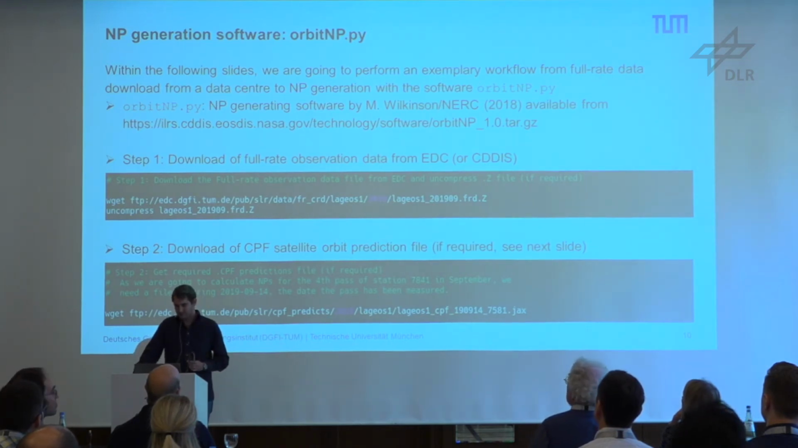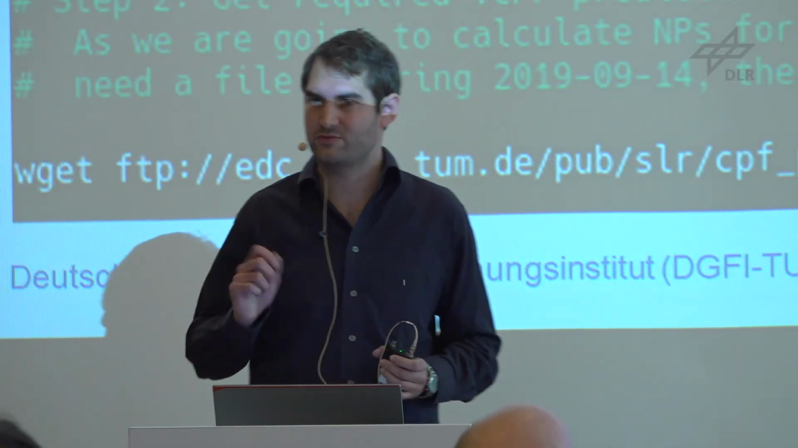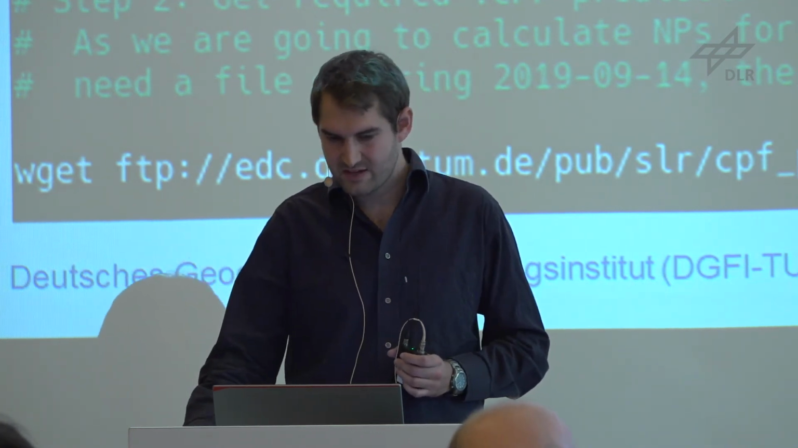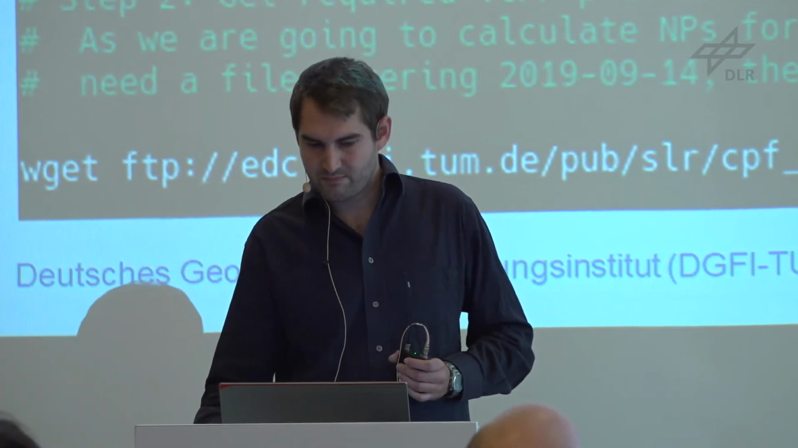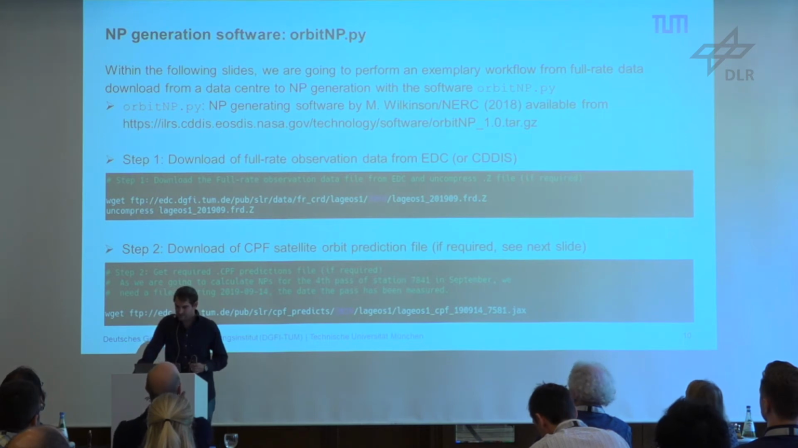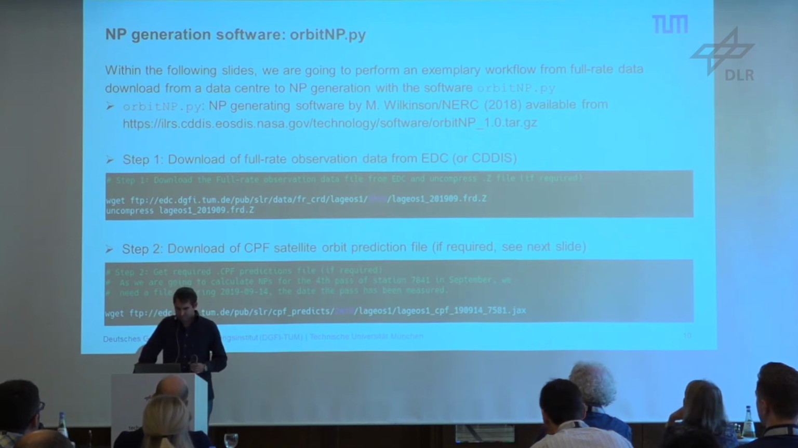So, yeah, I guess it might be interesting for some people to do some normal point calculation on their own in order to understand how this process works. And there is a software, written in Python, which can be downloaded from this link on the ILRS webpage. It has been programmed by Matthew Wilkinson, who is also here today, and can be used for forming normal points from a full rate data input file.